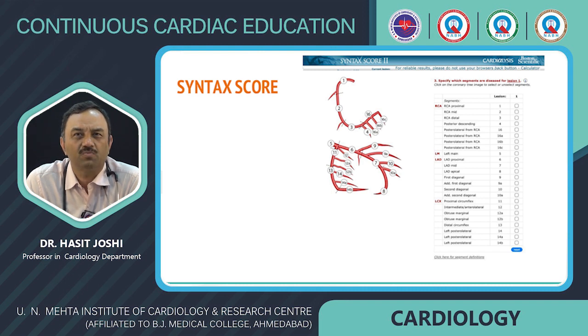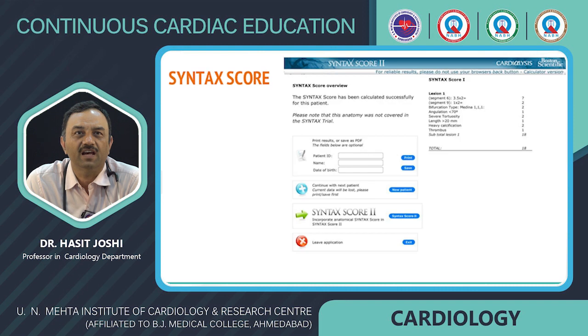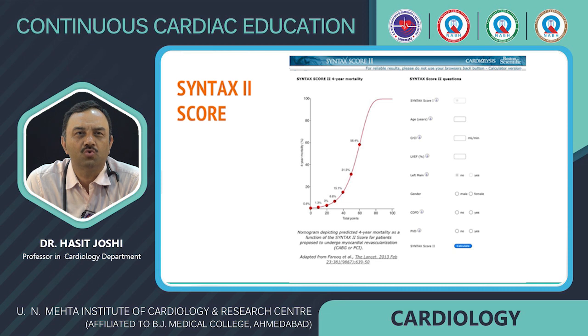The SYNTAX 1 score did not give consideration to bifurcation lesions, and in the SYNTAX score overview, the bifurcation Medina type 1-1 was given 2 points. The SYNTAX 2 score gave more importance to clinical features also, and hence the SYNTAX 2 score is more important in deciding whether a patient should be given CABG or PCI.